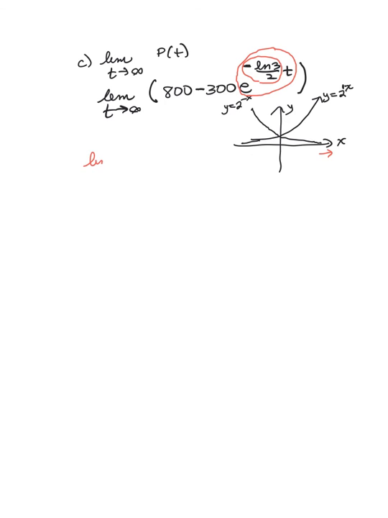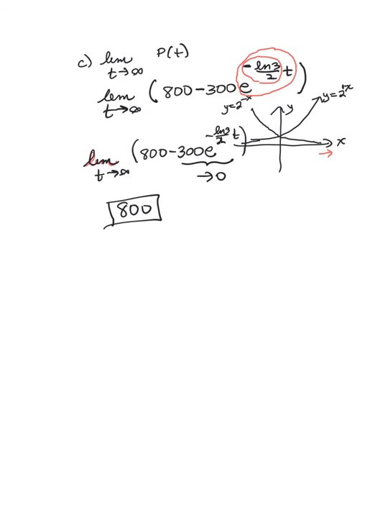So the answer here would be that this limit would be 800 minus 300 e to the negative ln of 3 over 2 t. And this whole piece, even if we multiply the exponential function by 300, approaches 0. So the limit of a constant is just the constant, and this is the answer to our AP problem.